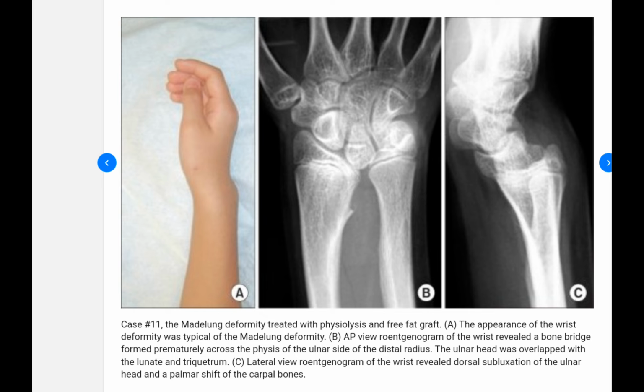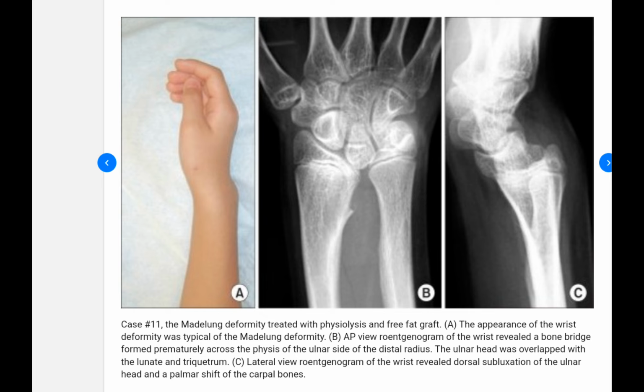Then this is an image of Madelung deformity. Madelung deformity, the appearance is typical, the hand will be bulged. Bone bridge forms prematurely across the physis on the ulnar side of the distal radius. On the distal radius, ulnar side, there will be bone bridging, okay?